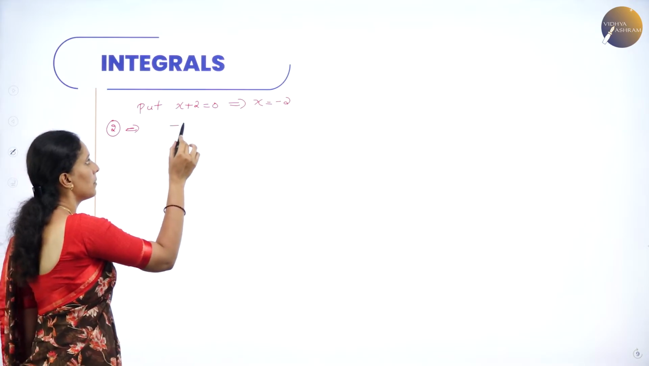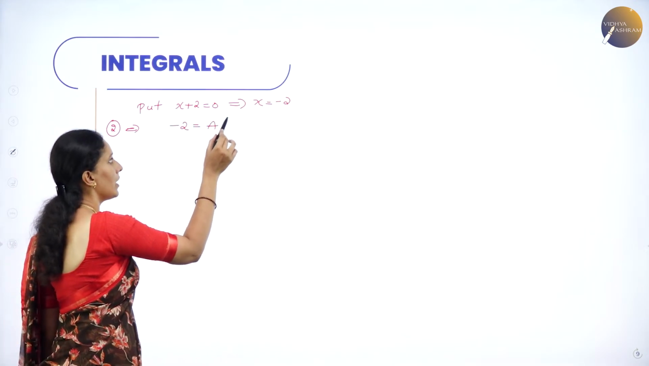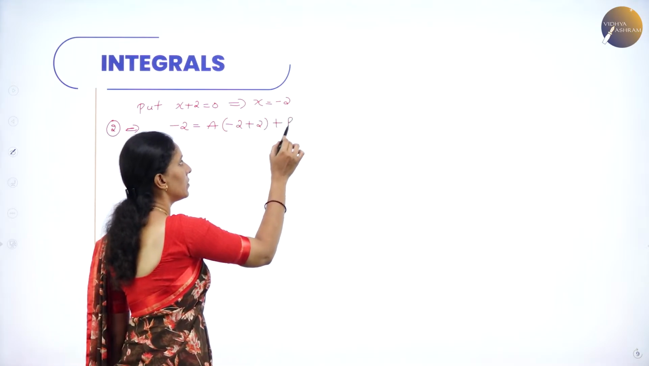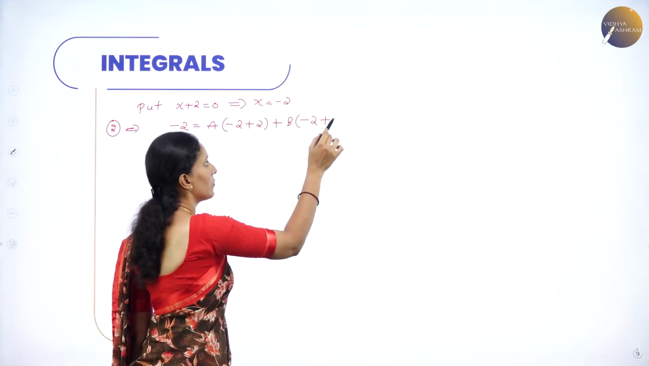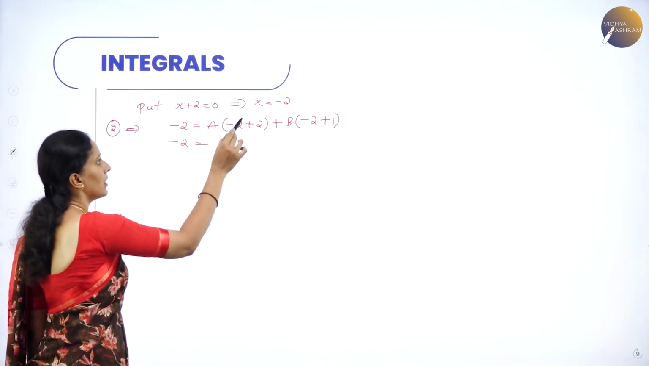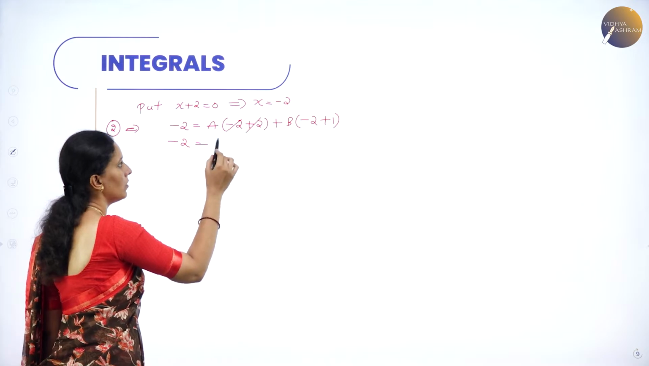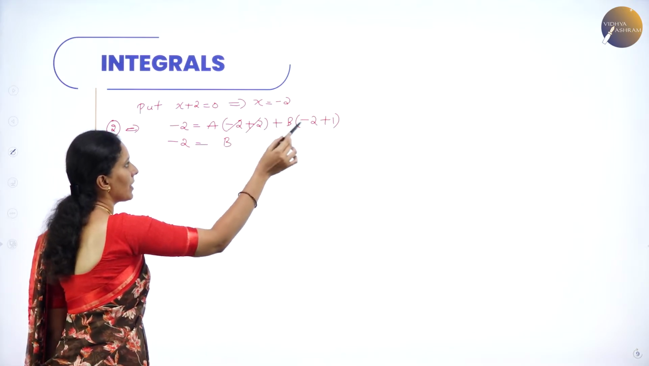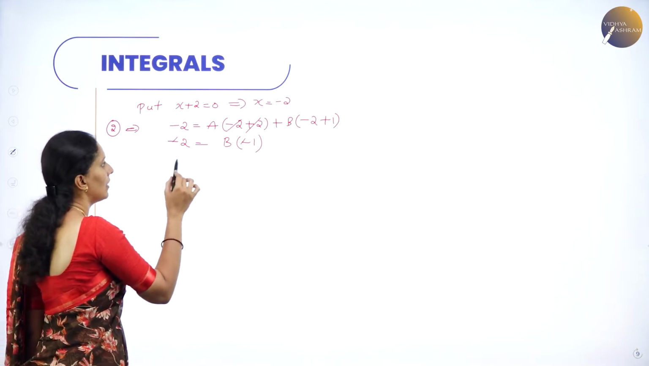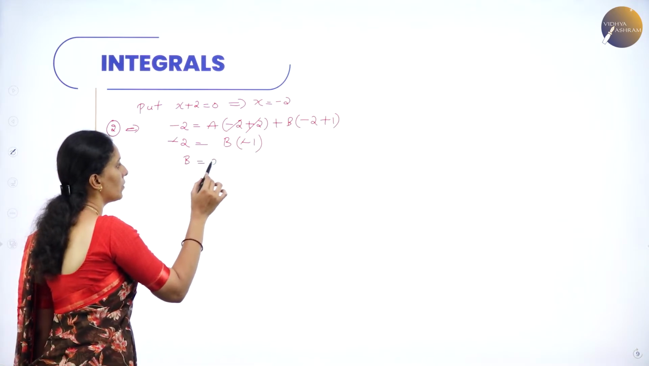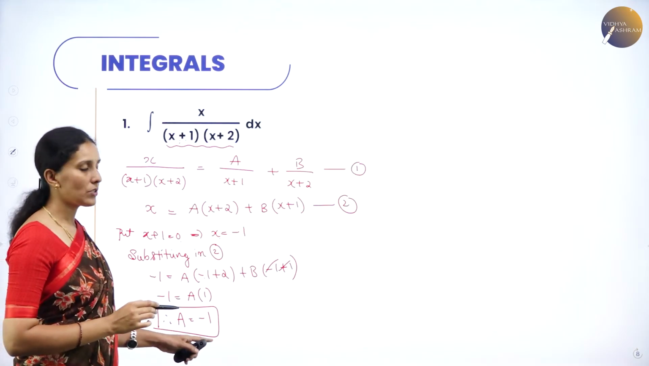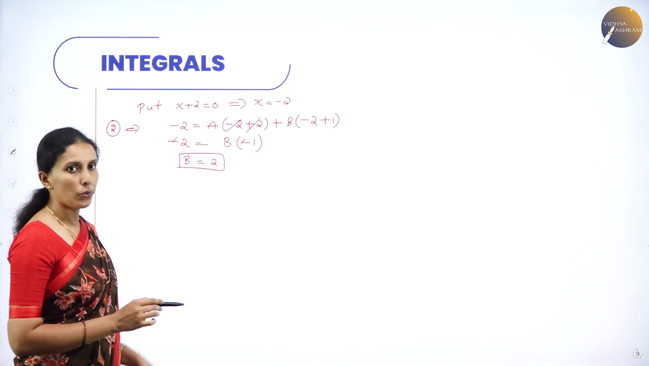Then it becomes minus 2 a into minus 2 plus 2 plus b into minus 2 plus 1. So now here we have minus 2 plus 2, it gets cancelled, so this is 0. For b we have minus 2 plus 1, which is minus 1. Both sides we can cancel minus. So b is equal to 2. Now you got a is equal to minus 1, b is equal to 2.